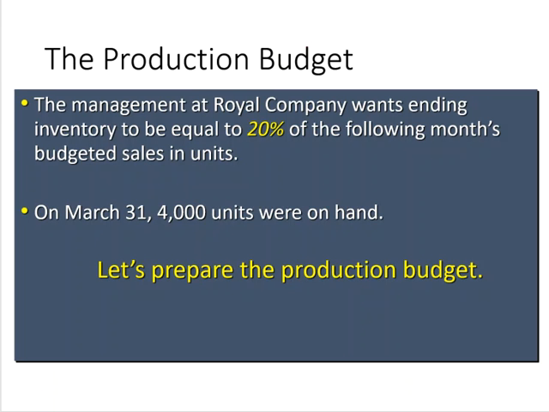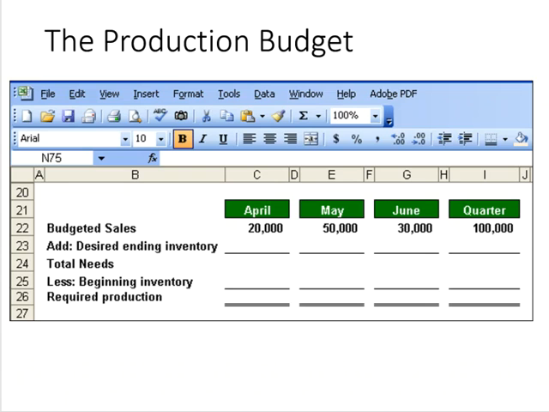Okay, so here's an example. The management of Royal wants ending inventory to be equal to 20% of the following month's budgeted sales. The reason they want to do this is to minimize the probability of stock out of inventory items. So there's been a policy implemented that requires the company to maintain ending inventory of 20% of the following month's budgeted sales. Also, at the beginning of the quarter, Royal had 4,000 units in inventory. Let's get started on the production budget.